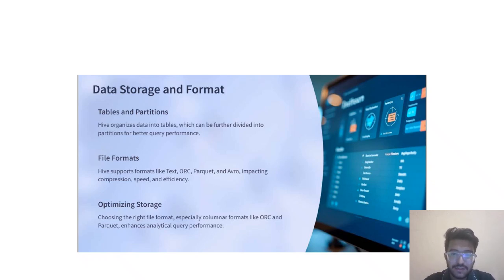Hive data storage structure. First of all, database. Each database in Hive corresponds to a directory under the Hive warehouse directory. Next is tables. Each table is stored as a subdirectory inside the database directory. Third is partitioning. Each partition creates a subdirectory for each partition key value. Example, if a data table is partitioned by year, month.